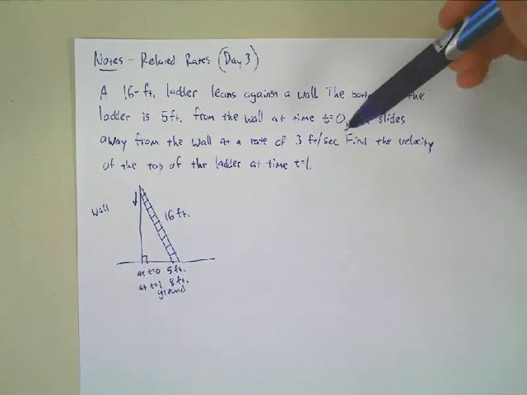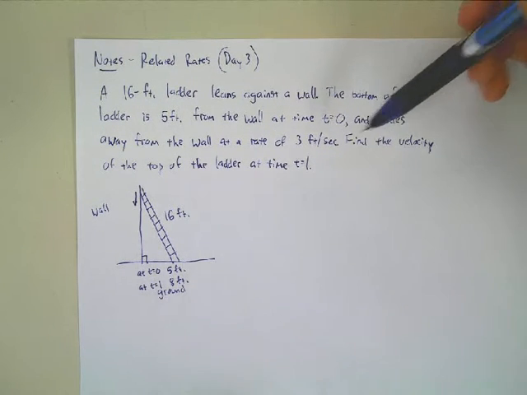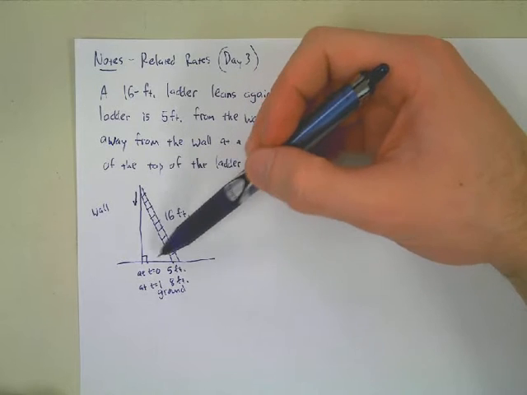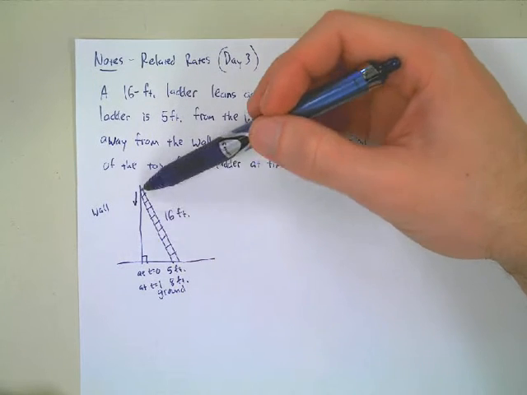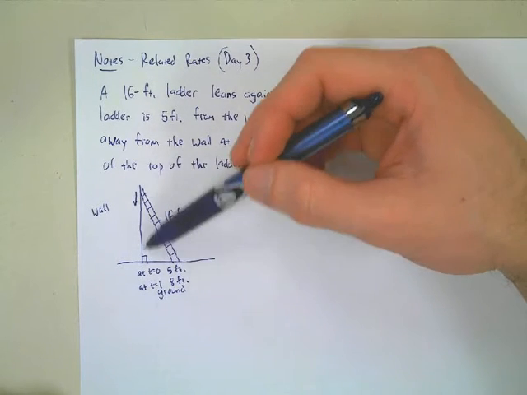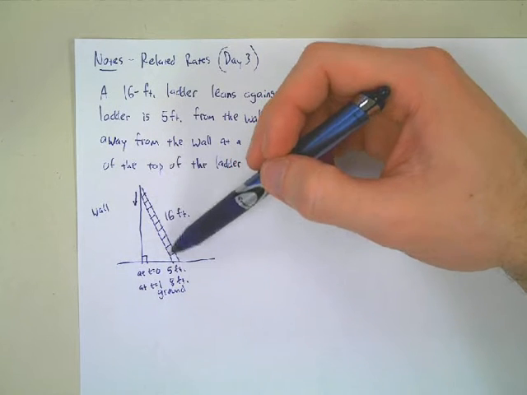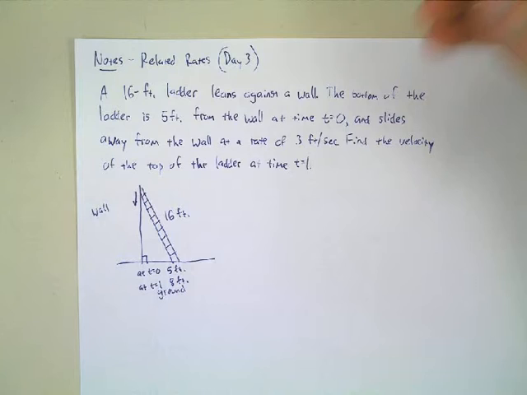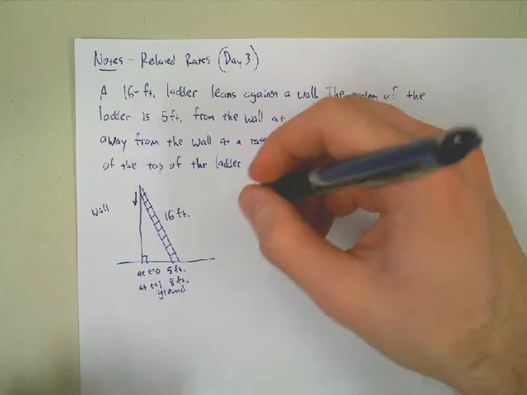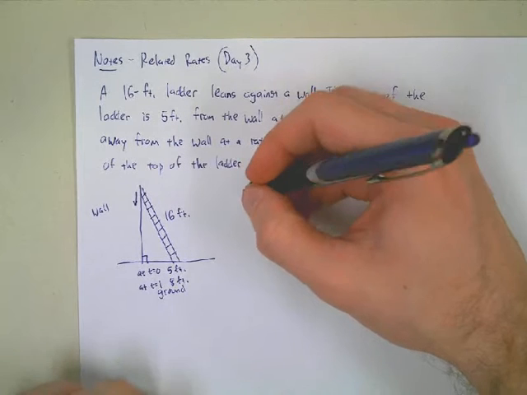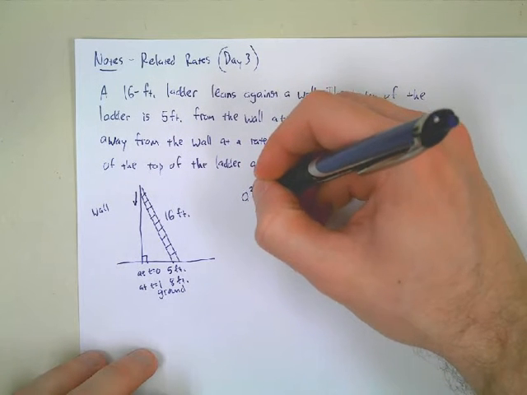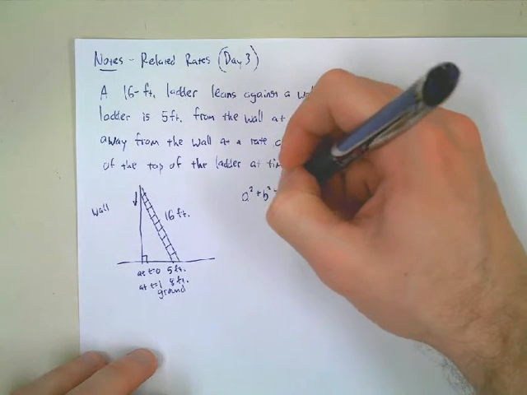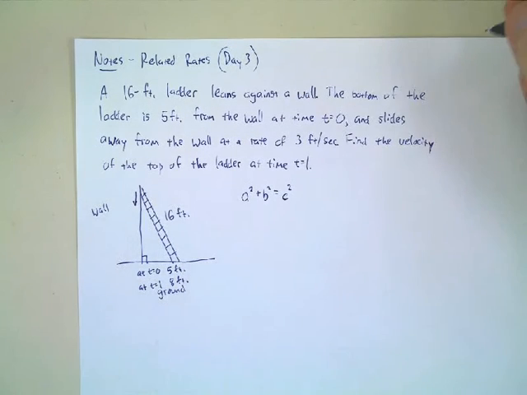The relationship we want to use here, if you look, we have a length of a side, a length of a side, and then another side right here. What kind of shape do we have right here? A right triangle. Okay, so what can we use to relate all three sides of a right triangle? Pythagorean theorem. So the formula we're going to be using here is a squared plus b squared equals c squared.